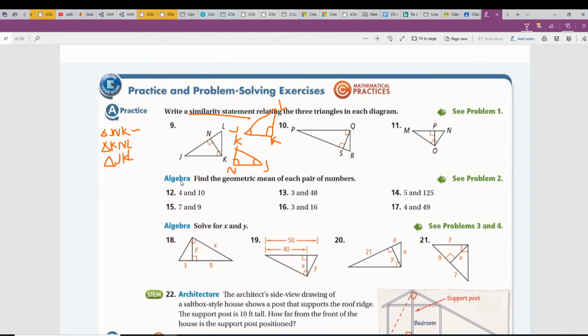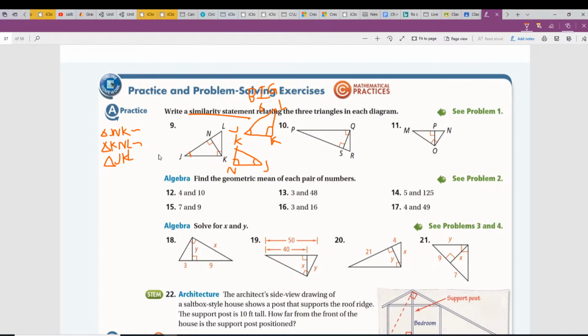So I think the answer key says it differently, but all three triangles are similar. Because, well, we have the biggest triangle, the whole triangle is this. We know K is right here. J is congruent to itself. So this whole triangle right here shares the angle J with J and K. So those two angles are congruent.